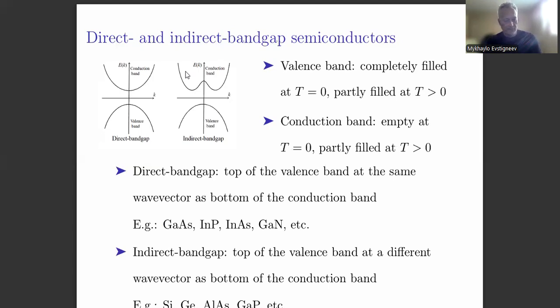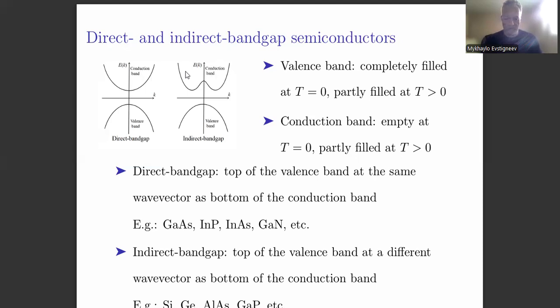The importance of this distinction between the direct and the indirect bandgap semiconductors is how the two types of materials interact with light. The direct bandgap semiconductors are very active. They have a high absorption coefficient, but the indirect bandgap semiconductors have a much lower absorption coefficient, and also the radiative recombination, about which we will be talking in one of the future lectures, proceeds much faster in direct bandgap semiconductors than in the indirect bandgap semiconductors.